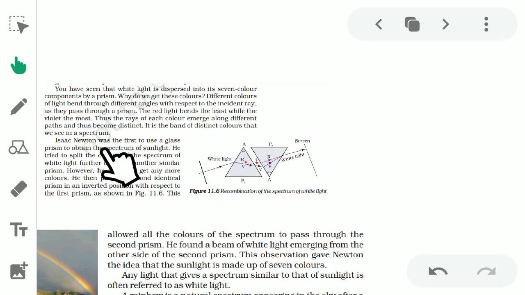This is Newton's experiment. You have seen Newton's disk, with 7 colors marked on it. If you rotate the disk fast, you will get a white color. It shows that white light is composed of 7 colors. This is the explanation why the glass slab is not producing a spectrum: when you join these, it is like a glass slab only. If you divide the glass slab into 2 prisms, the spectrum produced by the first prism cancels the spectrum produced by the second prism.